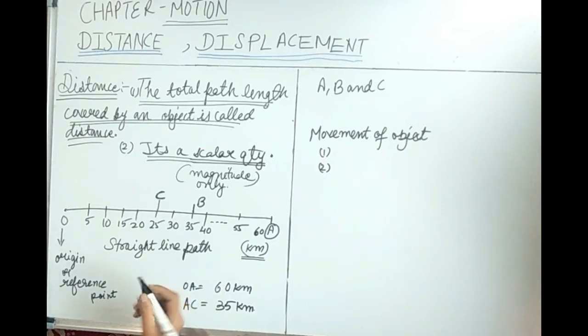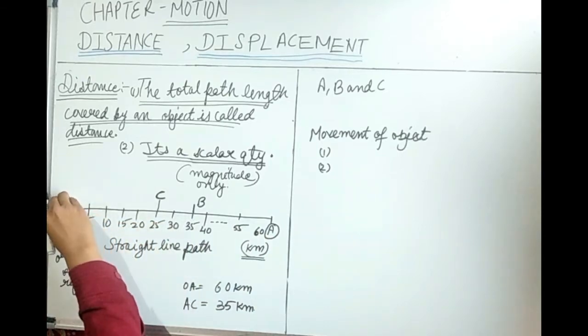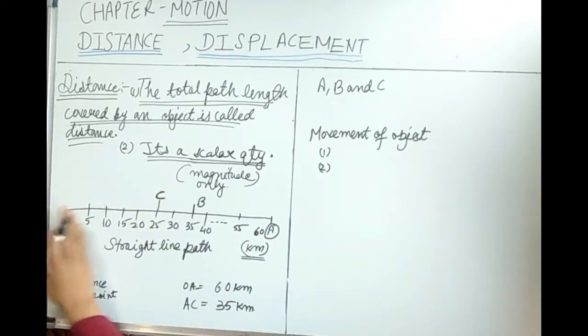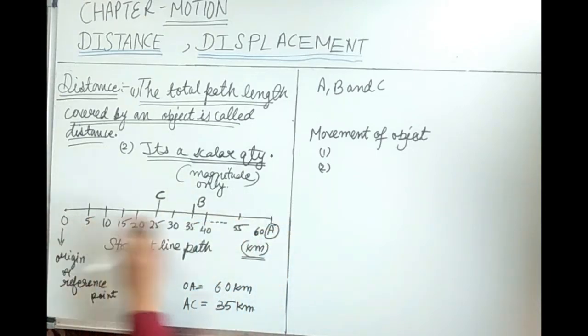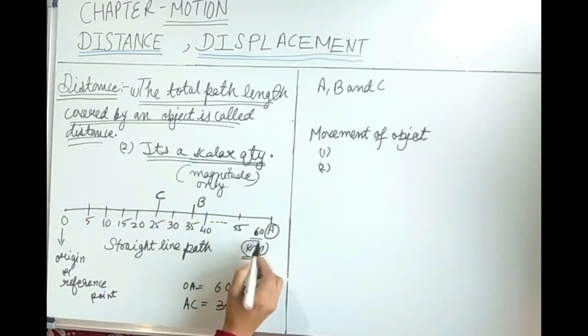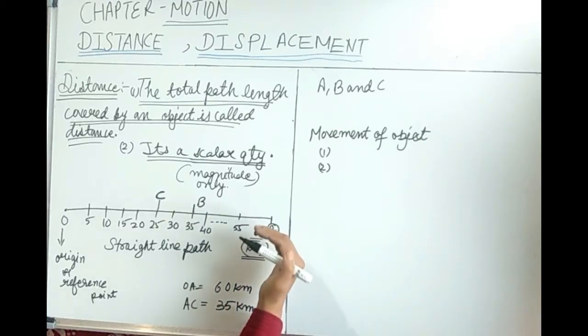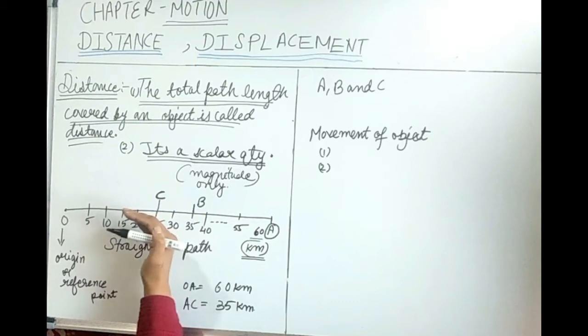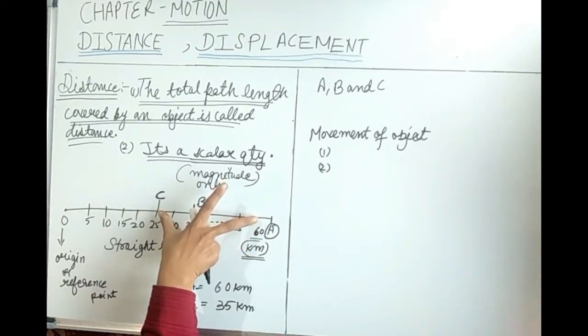So what type of motion the object has followed? Object has covered a straight line path. First it has started from O. O is the origin point and it has moved to point A. The total length from O to A is 60 kilometers. And then in the second round, it has moved from A to C. The length covered is 35 kilometers.